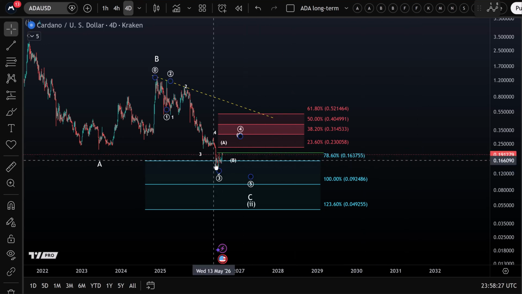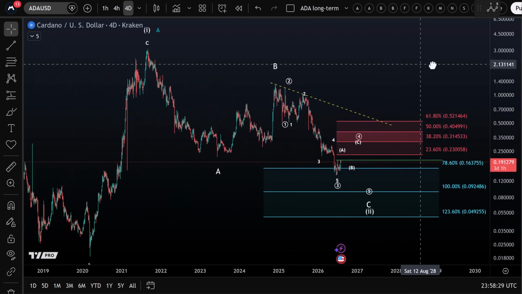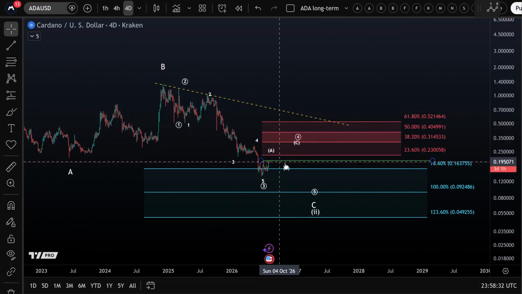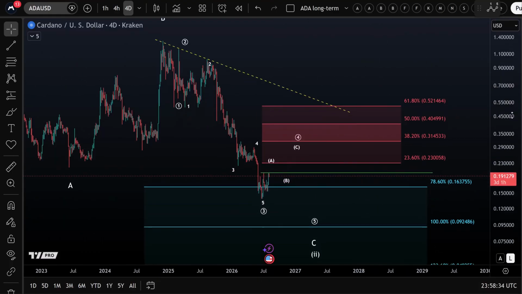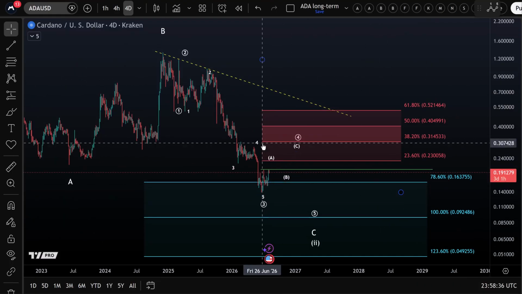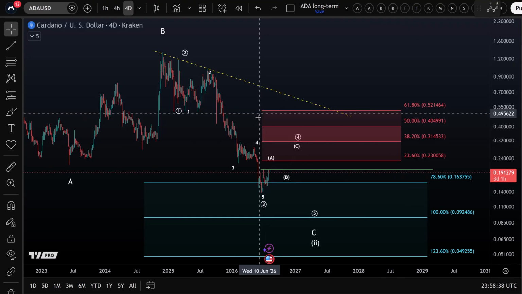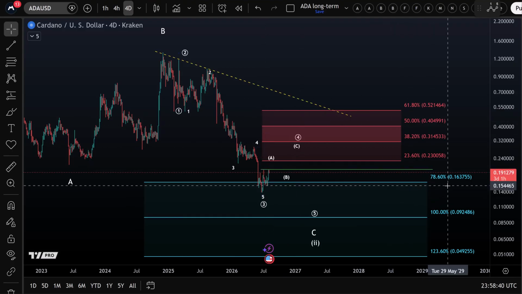ADA is trying to recover some of the losses of the recent weeks. ADA is currently pushing against resistance. There was a reaction, not a very strong one, but there was a reaction here to the 78.6 Fibonacci extension at around 16.3 cents. I mean, not exactly there. The price broke briefly below it, but there was no sustained break below this Fibonacci support level.